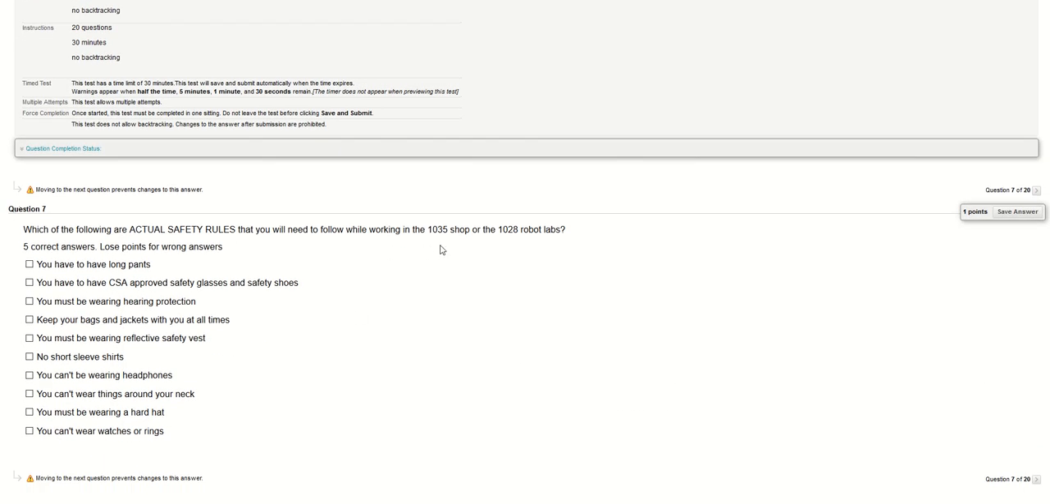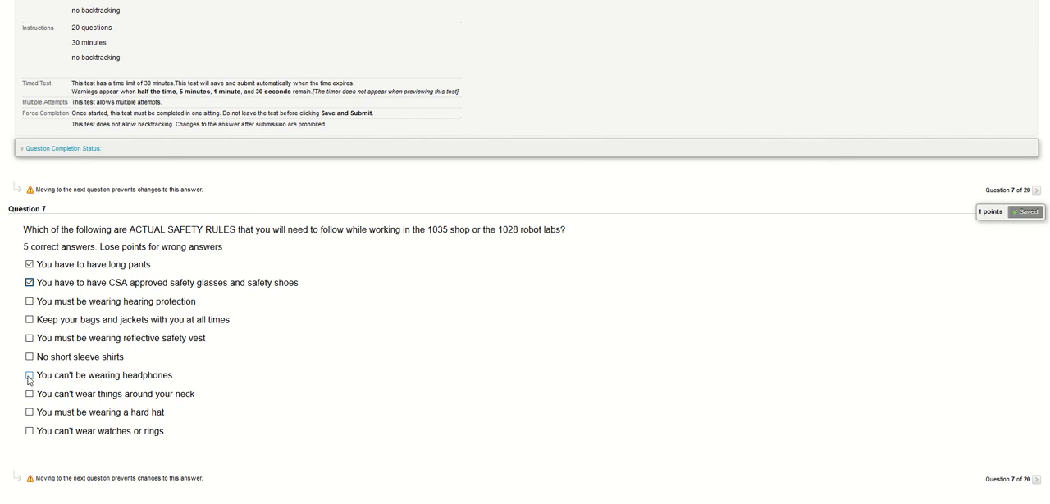Five actual safety rules you need in the lab. You have to have long pants. You need CSA safety glasses and safety shoes. Don't have to wear hearing protection. Keep your bags with you at all times? Nope, there's a special area for those. You must be wearing a safety vest? No, that's not true. No short sleeve shirts, or actually preferred to wear short sleeve shirts. No long sleeves.